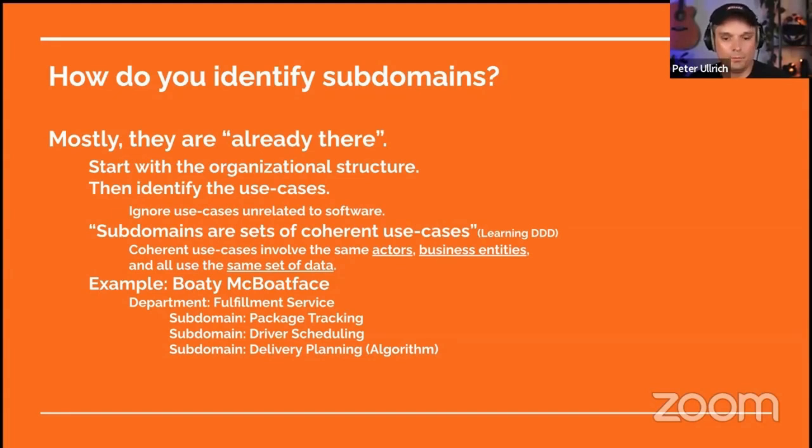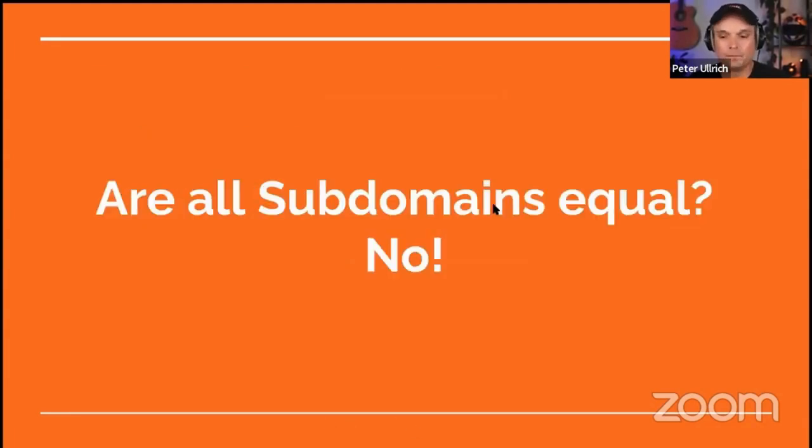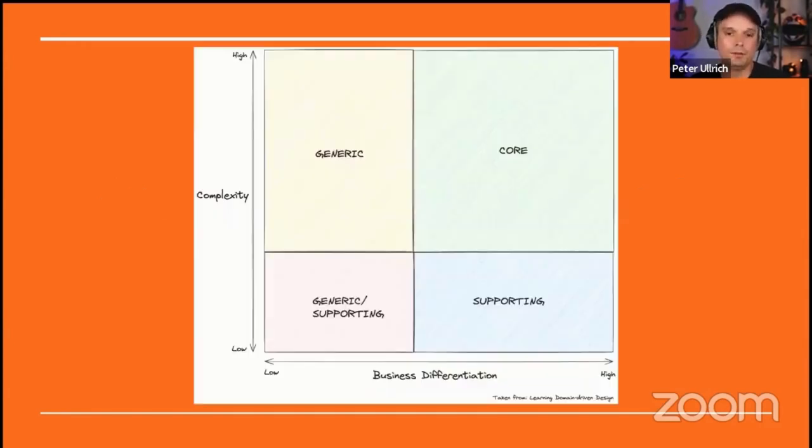All right, now that we have the subdomains, you might ask, are all subdomains equal? And the answer to that is no. You have to prioritize subdomains. That's important for the company and also for the engineering teams: how do you allocate the headcount and the capacity you have? So it's important to define the subdomains into three different categories.